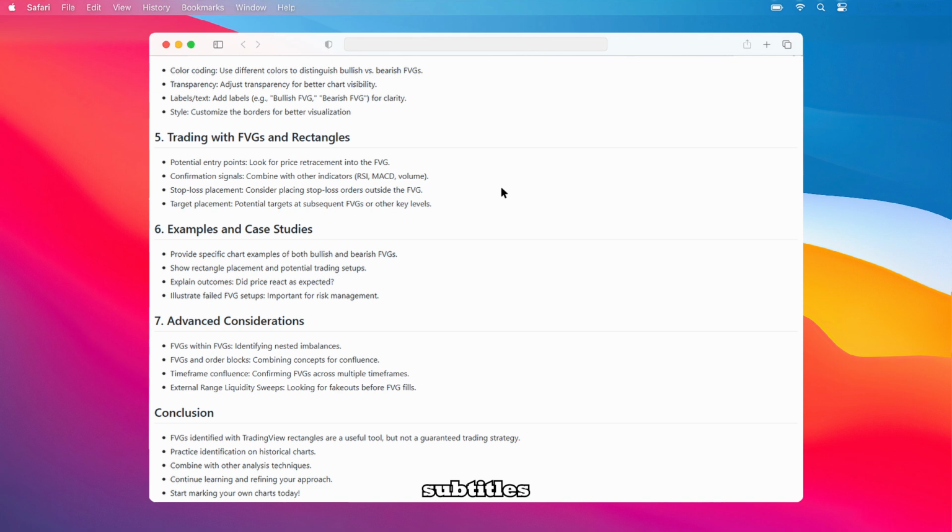In conclusion, identifying FVGs with TradingView rectangles is a useful tool, but it's not a guaranteed trading strategy. Practice identifying FVGs on historical charts, and combine this technique with other analysis methods. Remember to continue learning and refining your approach, and start marking up your own charts today.